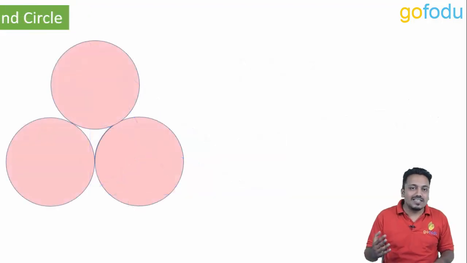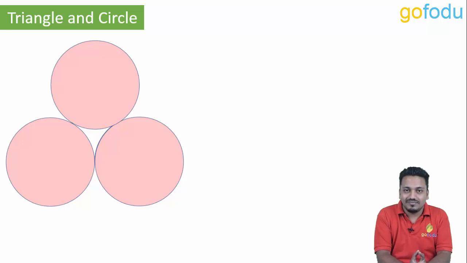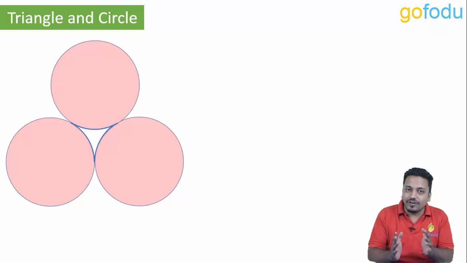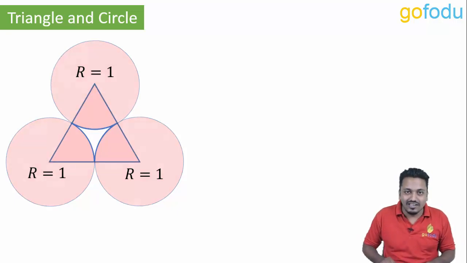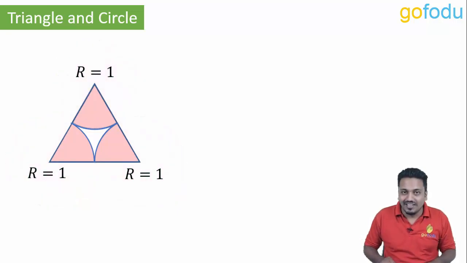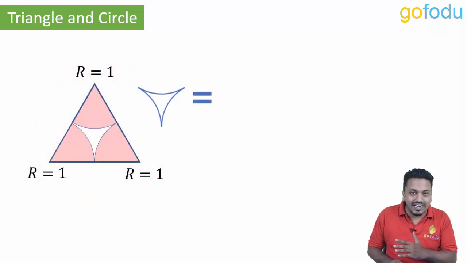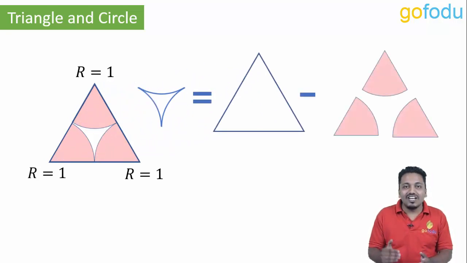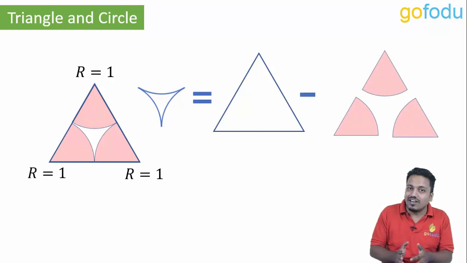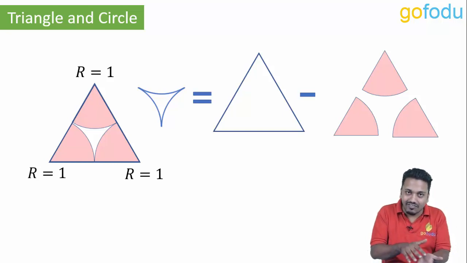Moving on to circles touching each other externally. Now find the area of region enclosed in between. If all the three circles are of equal radii, then the triangle formed on joining the centers will be equilateral. Let's focus on this triangle and what's inside it. We have to find this area, right, which will be equal to area of the triangle minus area of the three sectors.